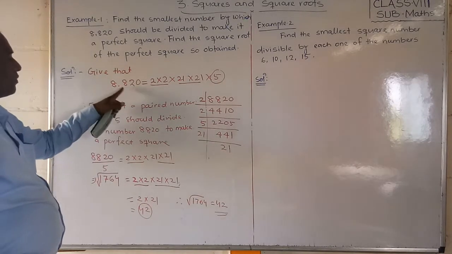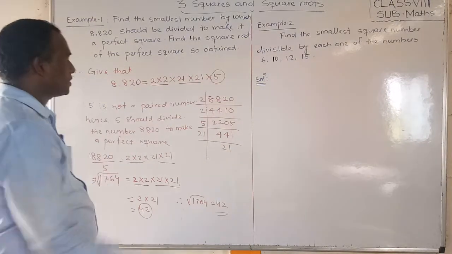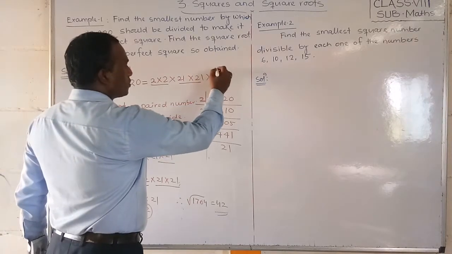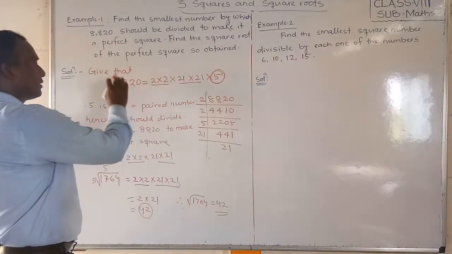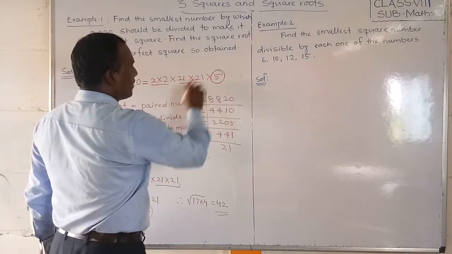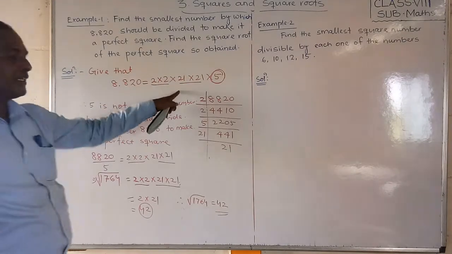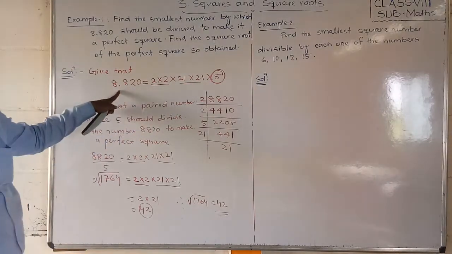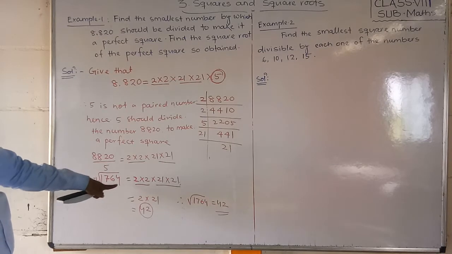So if you divide this number by 5, which one is unpaired? You should observe, friends. This is unpaired. So which one is unpaired? That number, if you divide by 5, the 5 and 5 cancel. This is paired, so it will become a perfect square. So if you divide the right side by 5, then the left side also must be divided by 5. So if you divide by 5, then you get 1764.